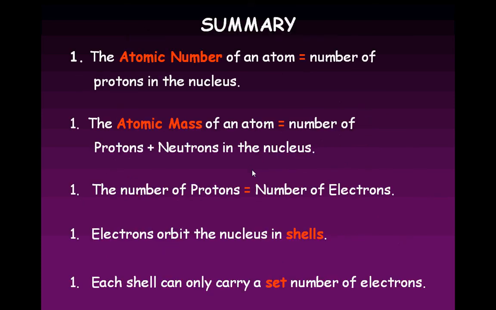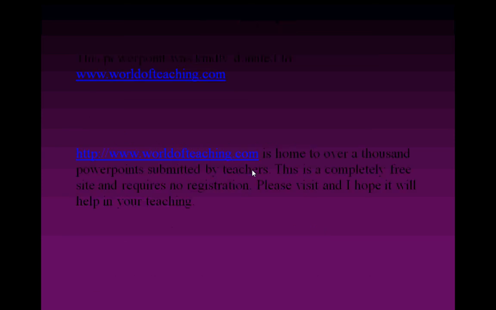So to summarize, the atomic number of an atom is the number of protons. The mass is the number of protons plus neutrons. The number of protons, positive, is always equal to the number of electrons, negative. Electrons orbit the nucleus in shells or orbits or energy levels, and each shell can only hold a certain number of electrons: 2 for the first level and 8 for the rest.